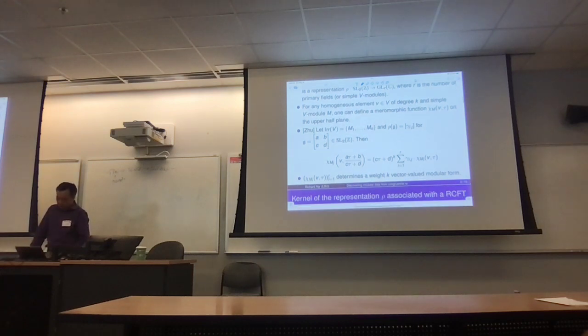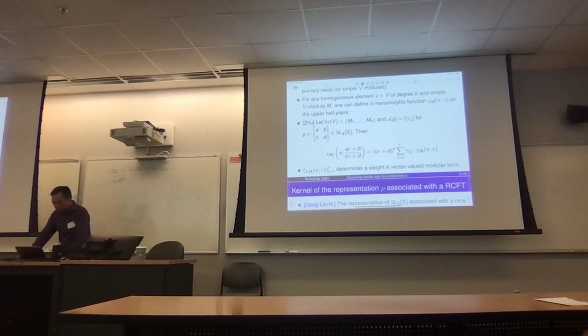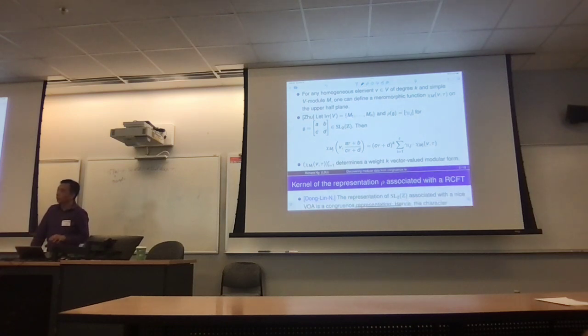Now this is a famous result of Zhu. You take all the irreducible modules of V, and then you take a v of degree k, and you write down the corresponding character. Then they satisfy this transformation. So this is the one that I have here: if you take a matrix (a, b, c, d) from the modular group.